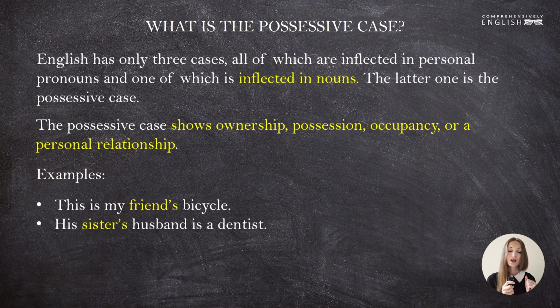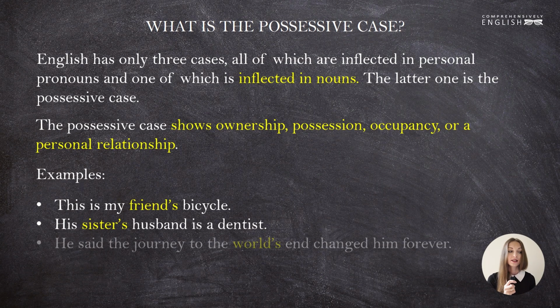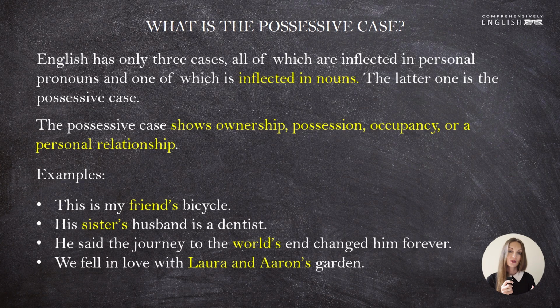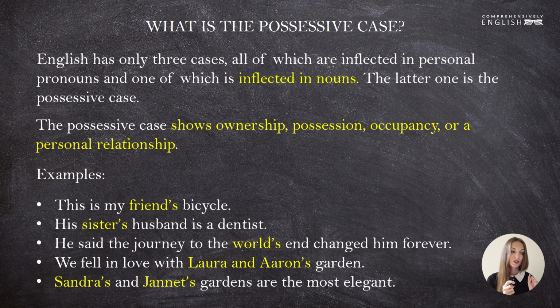His sister's husband is a dentist. He said the journey to the world's end changed him forever. We fell in love with Laura and Aaron's garden. Sandra's and Janet's gardens are the most elegant, and so on. So as you see, the possessive case shows ownership, possession, occupation, or a personal relation to somebody. Now let's get to some important rules of how we form the possessive case of different nouns.